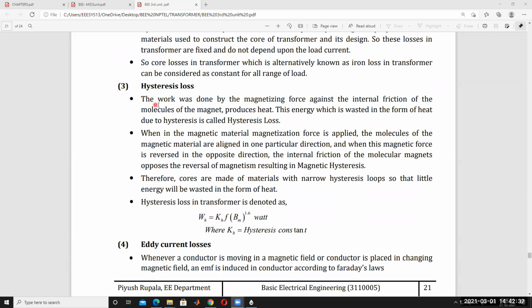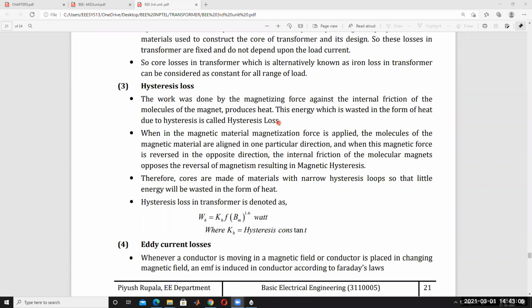Now hysteresis losses. Hysteresis loss is the work done by the magnetizing force against the internal friction of the molecules of the magnet, which I have already explained under the BH curve. This work done against the internal friction of the molecules of the magnet produces heat. This energy, which is wasted in the form of heat due to hysteresis, is called hysteresis loss. This is the definition of hysteresis loss.